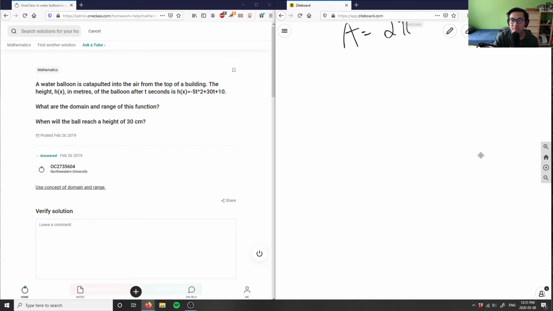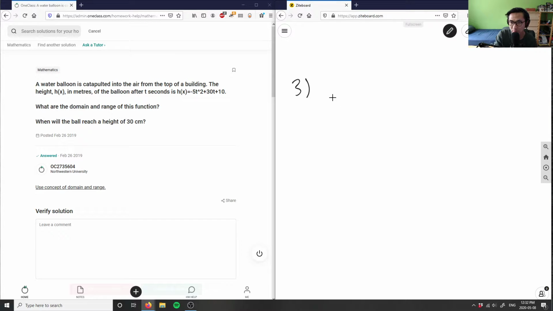Okay, number 3 is asking us: a water balloon is catapulted into the air from the top of a building. The height h(t) in meters of the balloon after t seconds is h(t) = -5t squared plus 30t plus 10. What are the domain and range of this function? When will the ball reach a height of 30 centimeters? So this is a 2-part question. So let me write this down first.